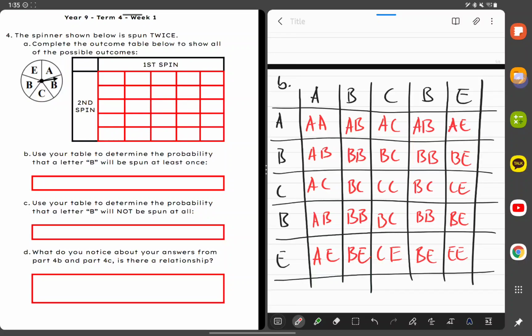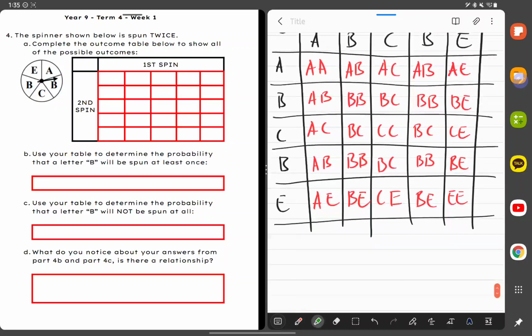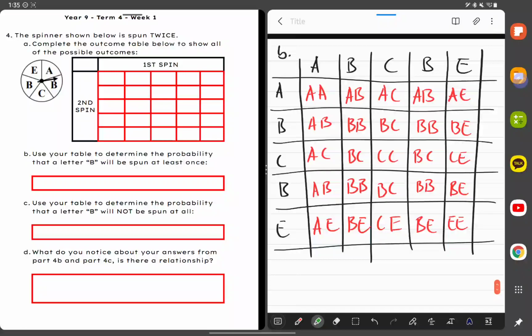All right, here's the table. So let's highlight all the ones with a B in it. So the possibility that B will be spun at least once. So this one there, and there, there, and there we go.